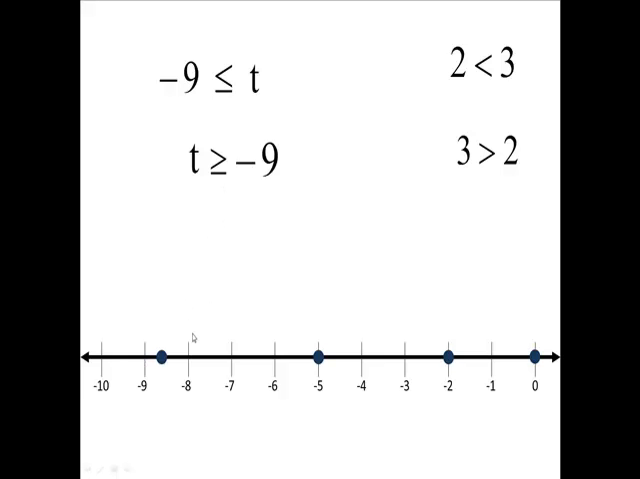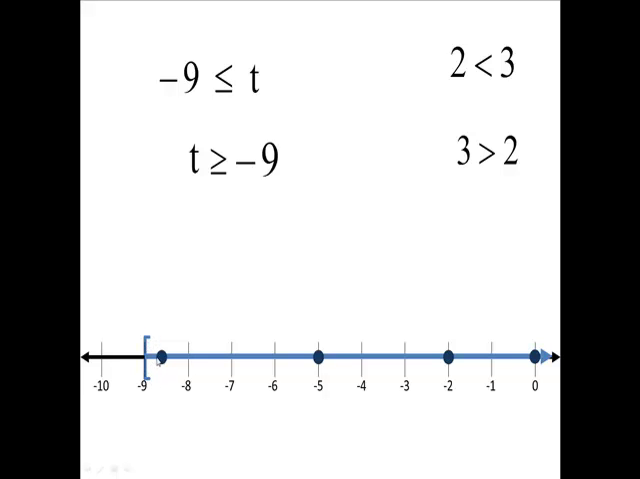Now, can I darken in the -9? Sure. -9 is greater than or equal to -9. That's also a true statement. So, I could darken in everything to the right of the -9 and include the -9. So, when you darken it in, I put a bracket on that number.